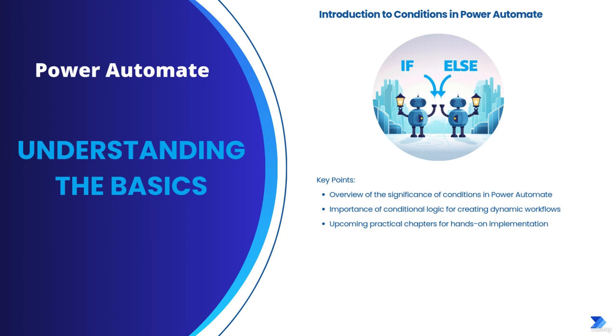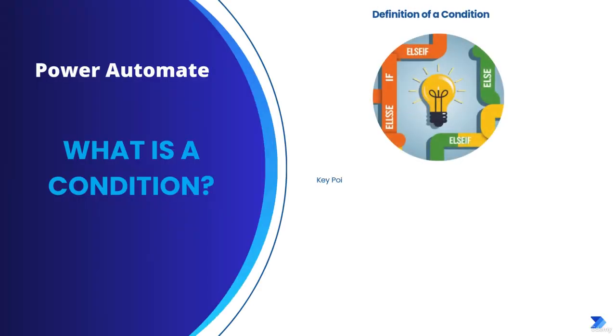Power Automate, part of Microsoft's Power Platform, allows users to automate workflows between different applications and services. One of its core features is the ability to make decisions within these workflows using conditional logic. This enables you to create dynamic, flexible processes that respond differently based on specific criteria or data inputs. In this section, we'll delve into what conditions are, why they are essential for building intelligent automation, and how simple and complex conditions differ.